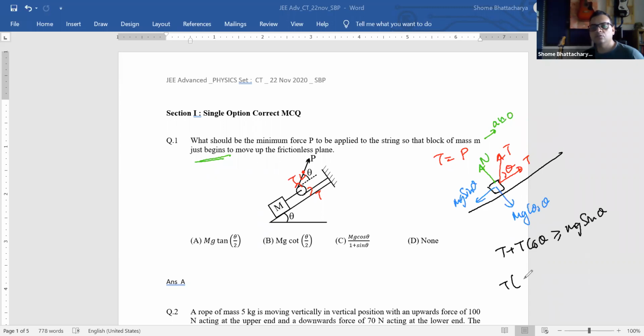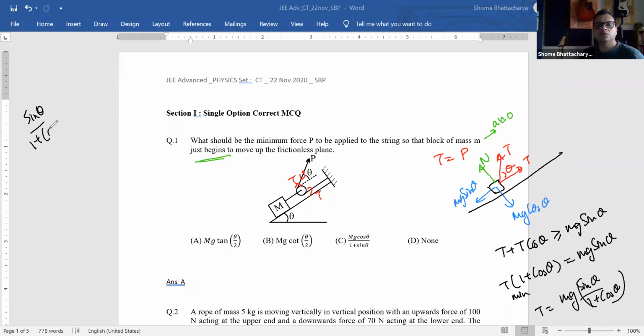So you can see T into (1 plus cos theta), if I'm writing this as minimum, will become equal to mg sin theta. Now you have to do a bit of solving here, because you can see that none of the options are matching directly. So you have to use the half angle formula. So this thing, sin theta upon 1 plus cos theta, write it as 2 sin theta by 2 cos theta by 2, and 1 plus cos theta can be written as 2 cos square theta by 2. So this becomes how much? 2 cancels, cos cancels, so this becomes tan theta by 2.